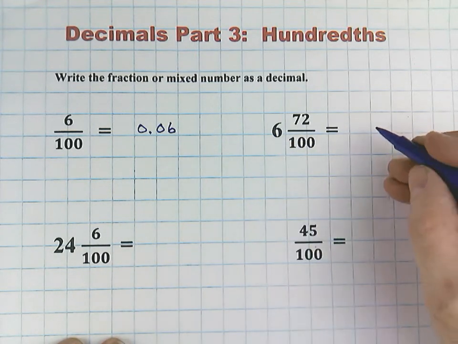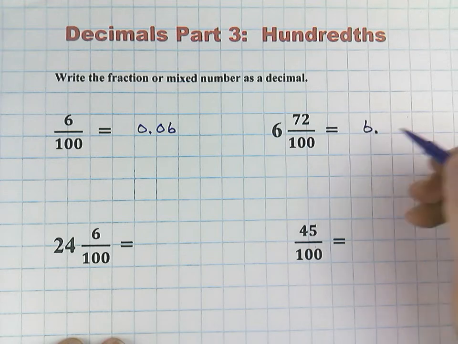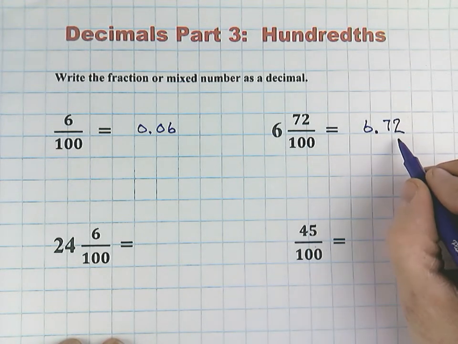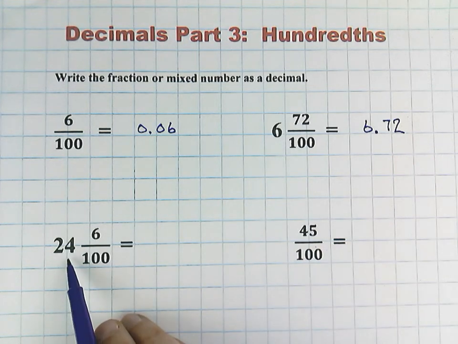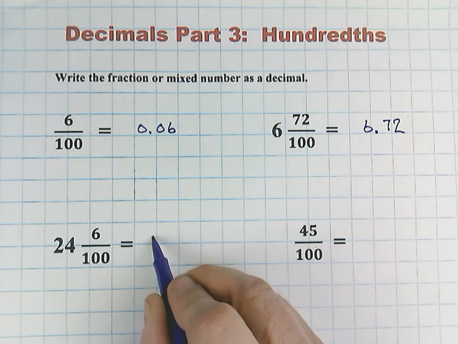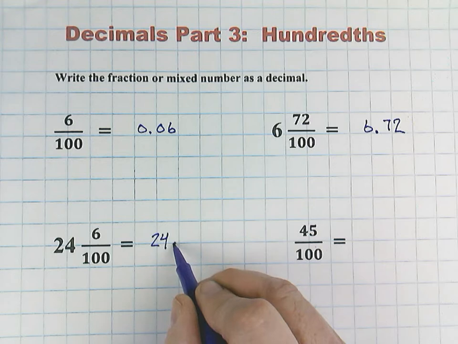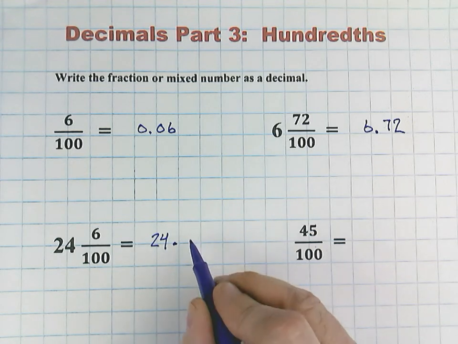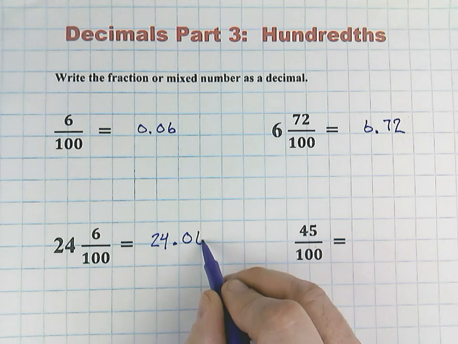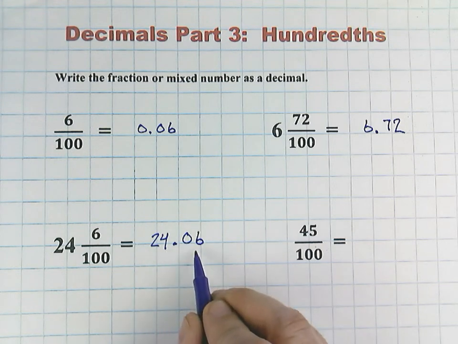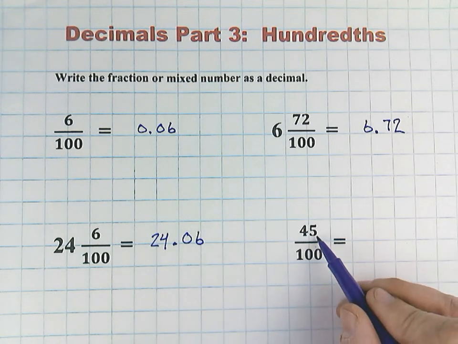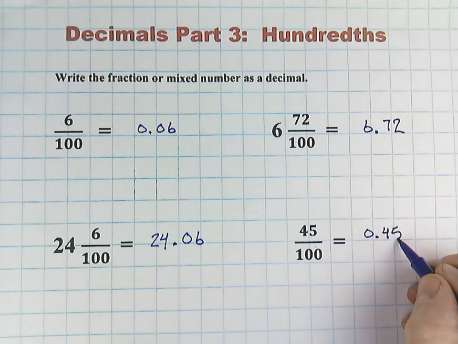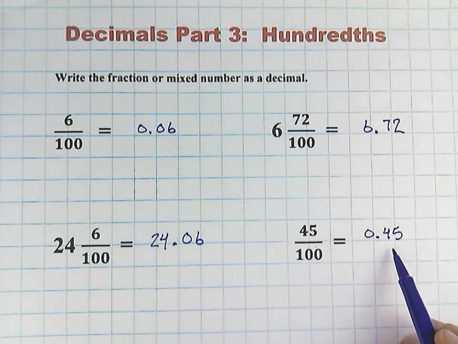6 and 72 hundredths, well, that's easy. 6 decimal, and this would read 6 and 72 hundredths. 24 and 6 hundredths, we would write 24 decimal. Am I going to put the 6 here? No, that would be 6 tenths, right? So we want to put 0, 6. This would read 24 and 6 hundredths. And 45 hundredths would be 0 decimal 45. And our last one would read as 45 hundredths.